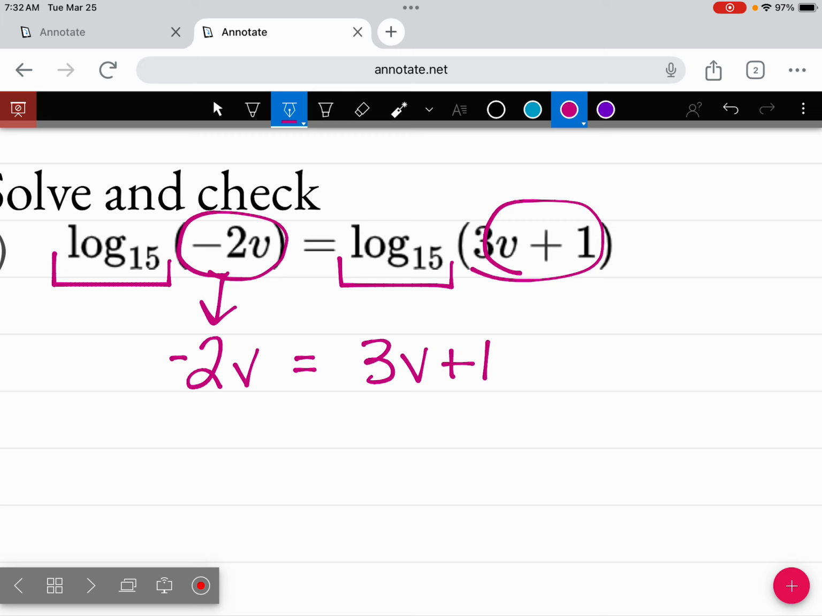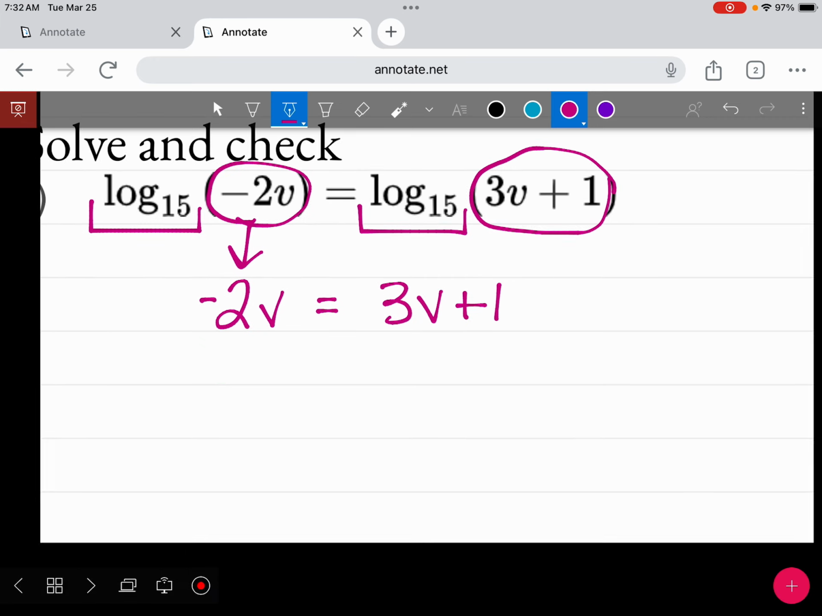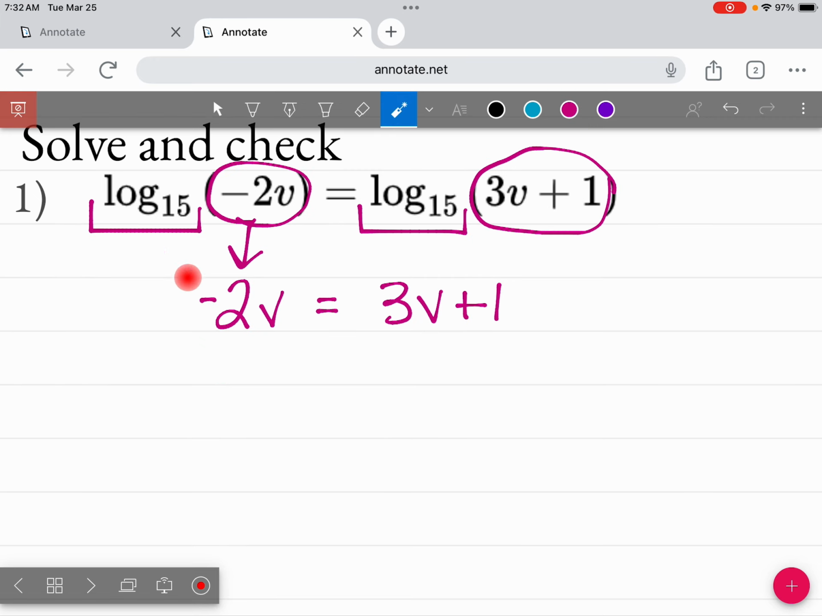I have to fix this circle because that's going to bug me. There we go. So how can I solve this bit?